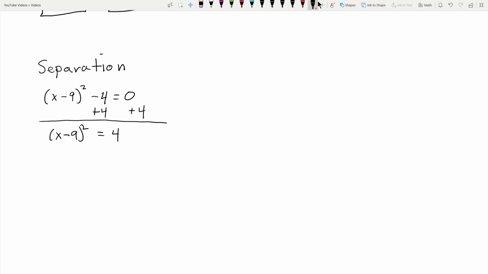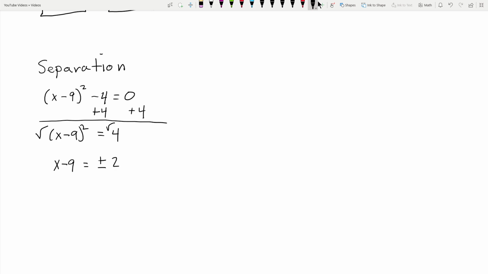Now my x is inside parentheses under a square sign. So to get rid of that, I need to square root. So if I square root, and I'll just make a little mark here to indicate I'm going to square root both sides. When I square root the left-hand side, I get x minus 9. When I square root the right-hand side, because I'm imposing a square root, I have to say plus or minus, and the square root of 4 is 2.